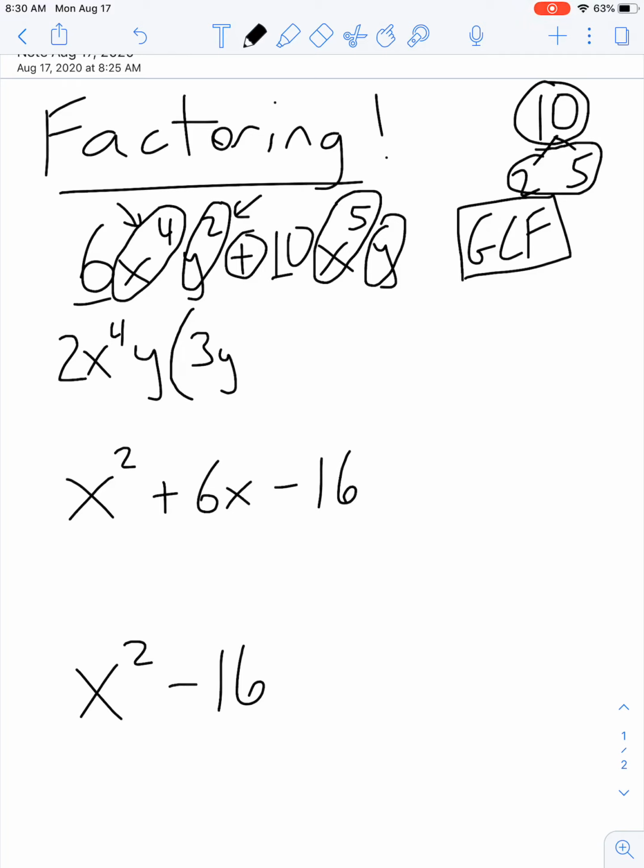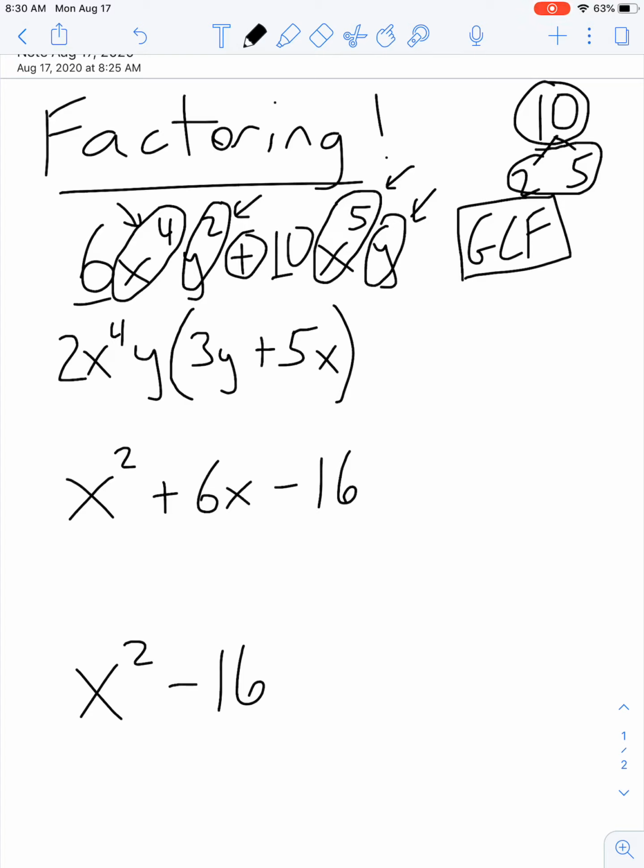Whatever sign is in the middle, bring it down. And now I do the same thing with the next term. 10 divided by 2 is 5. I had 5 x's here, and I'm taking 4 out, so I have 1 left. I had a y to start with, but I'm taking the y out, so I don't have any y's left. And that's my answer. Those are my factors.